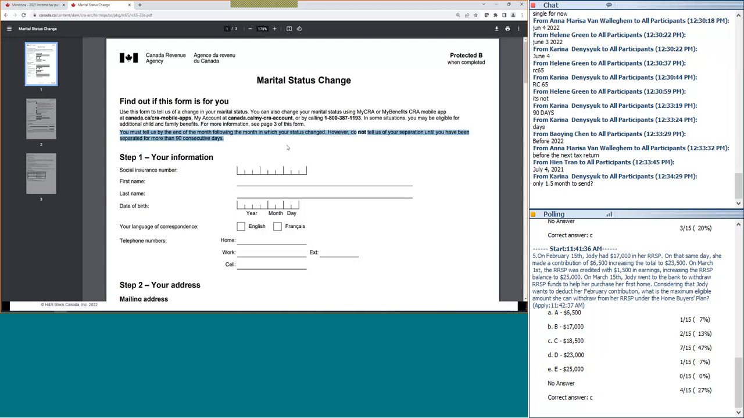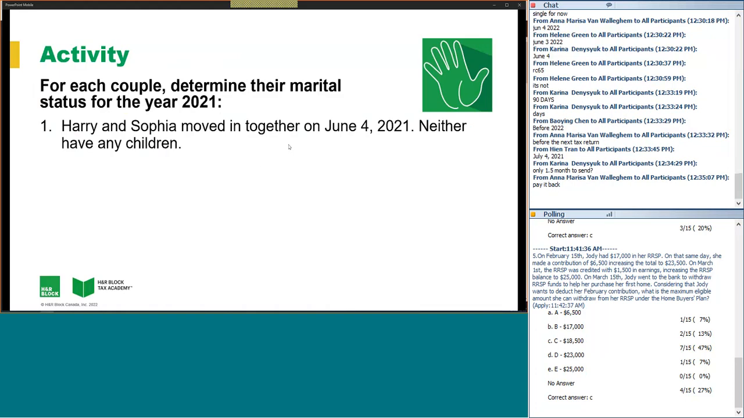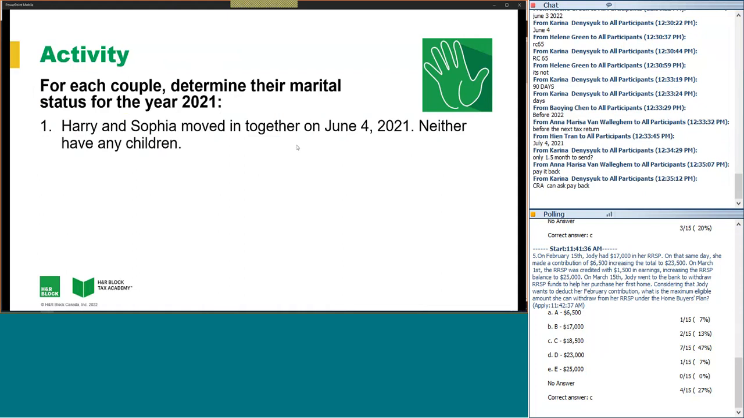2021, they're going to file as single. 2022, they're going to file as common law. The government is going to say, what date did you become common law? What will happen if one of them was collecting GST benefits because they had low income and the other person wasn't because they had high income? What will they have to do? They have to pay it back. So it's very important that you do this.